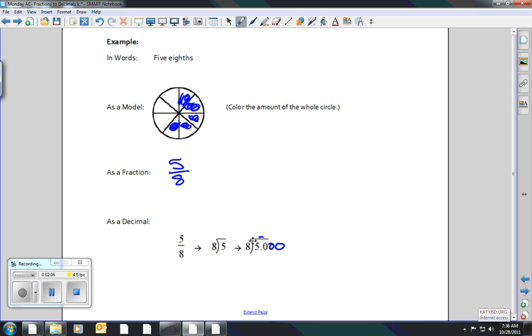Here's my decimal. 8 into 50 is going to go 6 times. 48. 20. 8 into 20 goes 2 times. And pull down another 0. 8 into 40 goes 5 times. So my decimal form is going to be 0.625 for 5/8. And that's going to be 625 thousandths.